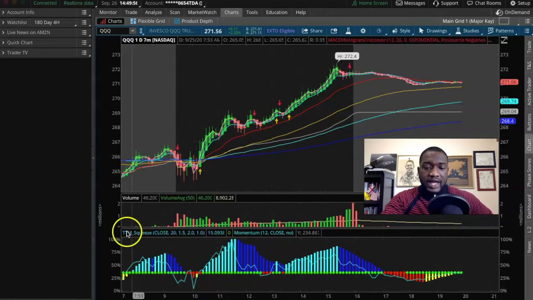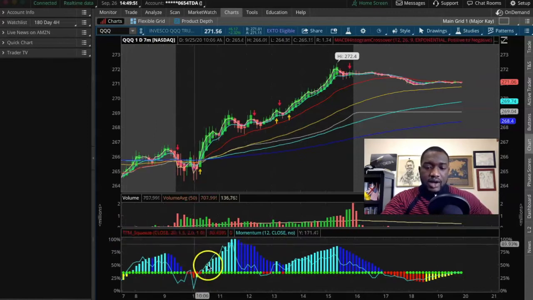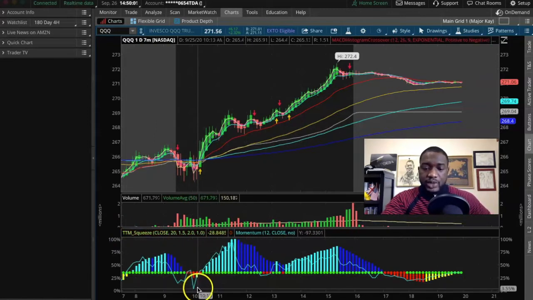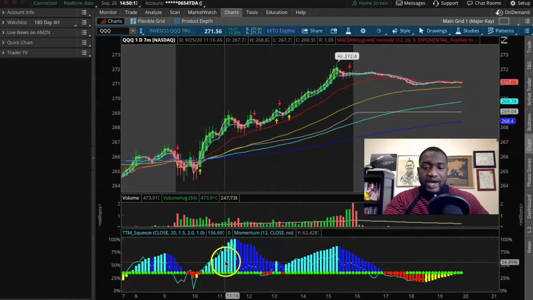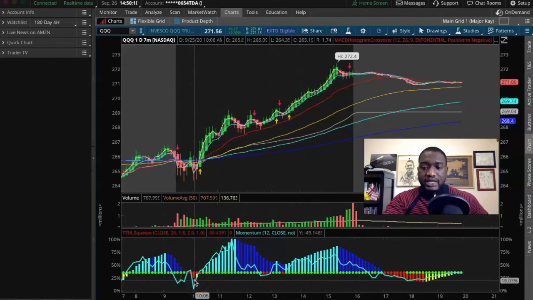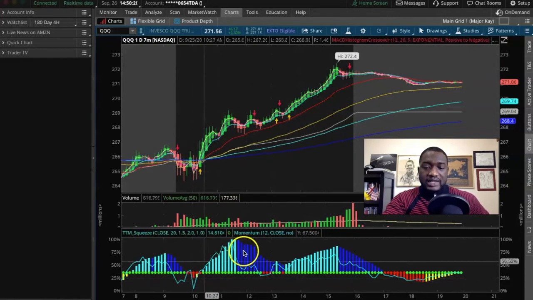And at the bottom here, I have the TTM squeeze. If you don't use the TTM squeeze, please stick around, subscribe. I'll be doing lots more videos on the TTM squeeze. This is actually a really great tool to use. So I've combined the TTM squeeze with the momentum indicator, right? So that's what this is.